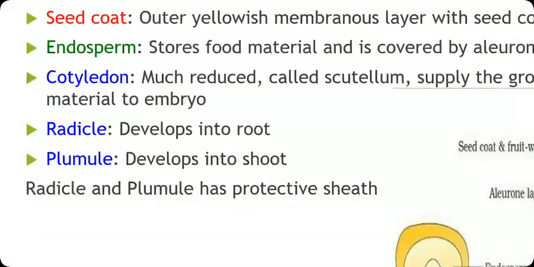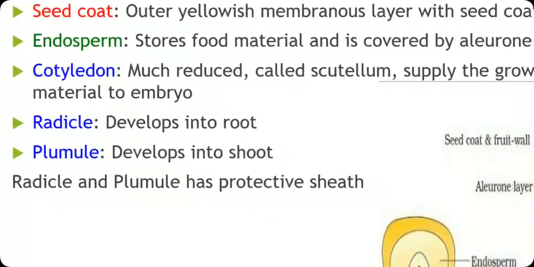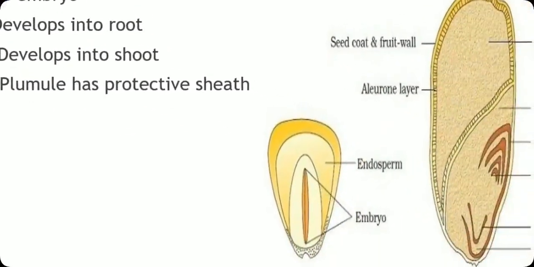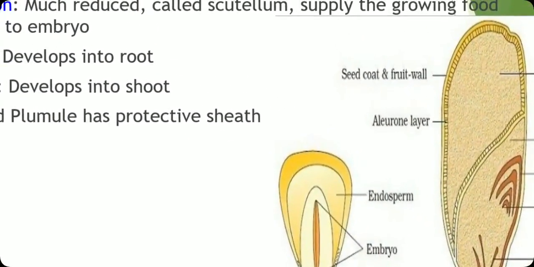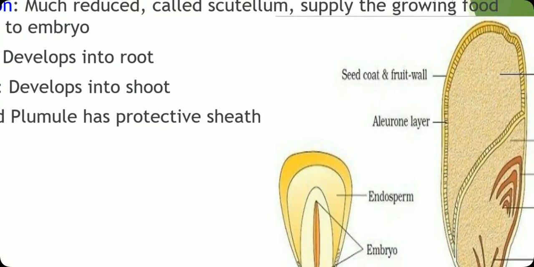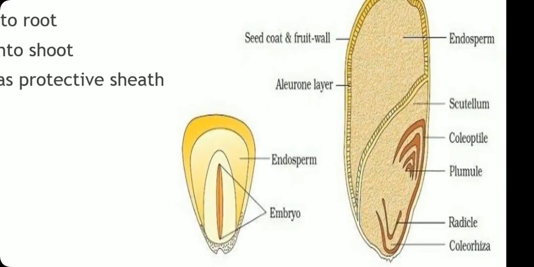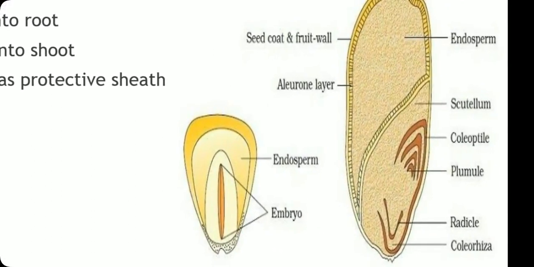So seed coat and endosperm are explained. Now the remaining part is the embryo. About the embryo, I want to tell you that it is on the lower side of the endosperm. Here it is present on the lower side of the endosperm and consists of a single cotyledon, radicle, and plumule.